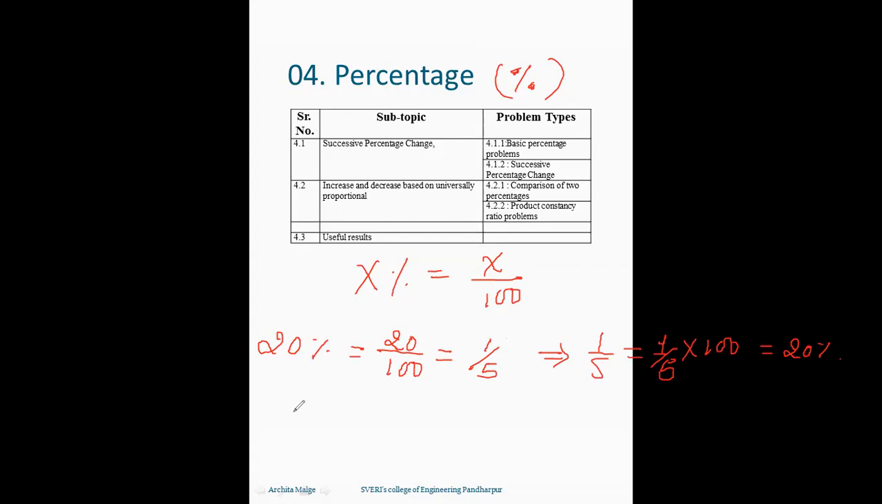Okay, and next 50%. Suppose we are taking 50%. 50% can be put as 50 divided by 100, which is equal to 1 upon 2. And 1 by 2 can be converted to percentage. So 1 by 2 into 100 is equal to 50%.